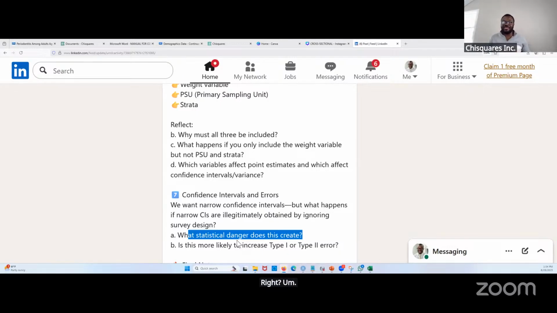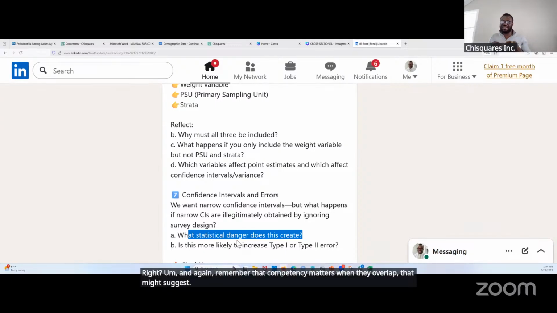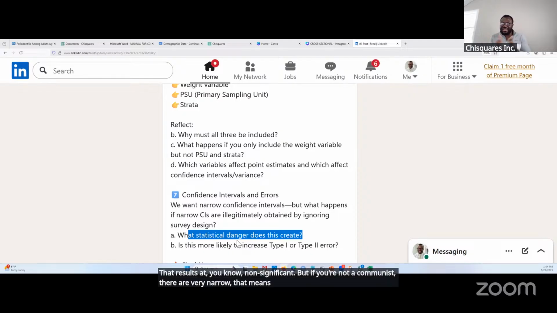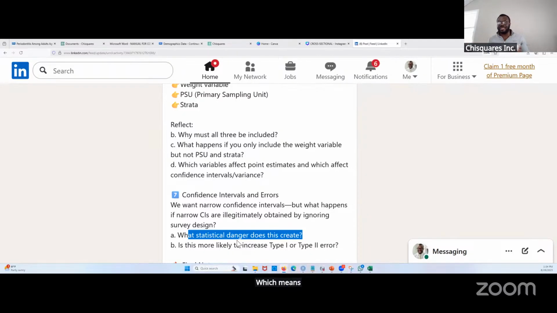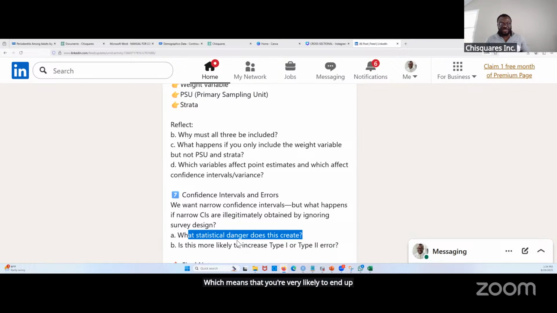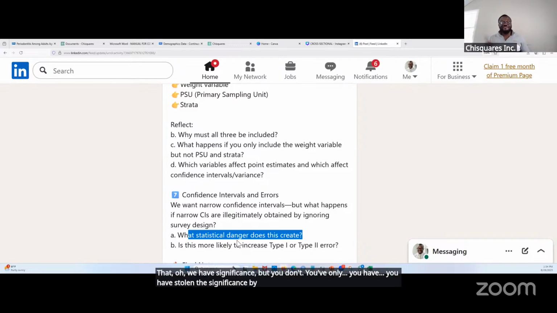And again, remember that confidence intervals, when they overlap, might suggest that results are non-significant. But if your confidence intervals are very narrow, they're not likely to overlap, which means you're very likely to end up saying, oh, well, they're very different, which means you're very likely to end up with a type 1 error. So you see how that cascades. That's why we are worried about issues of PSU right from the beginning, because it spirals downhill to when we declare that we have significance, but you don't. You have stolen the significance by failing to account for PSU.